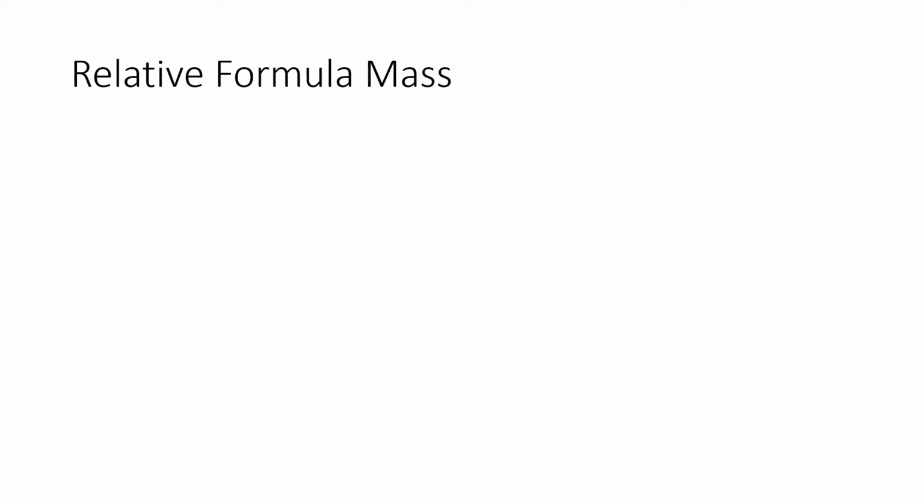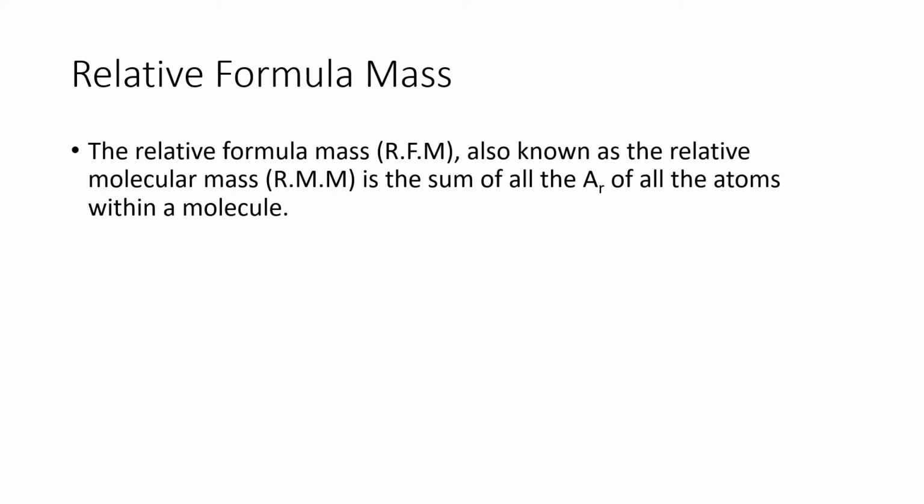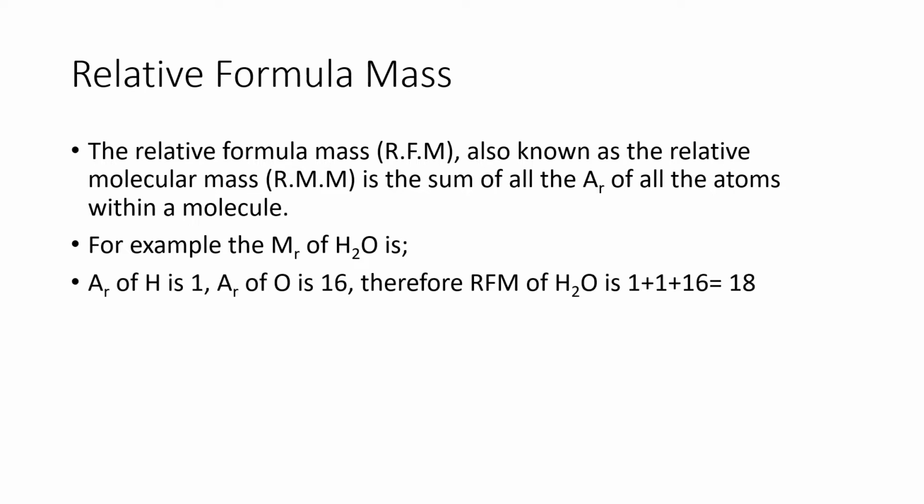Right, relative formula mass is also known as the relative molecular mass, and it is the sum of all the relative atomic masses of all the atoms within a molecule. For example, the relative formula mass of water is: the relative atomic mass of hydrogen is 1, the relative atomic mass of oxygen is 16, therefore the relative formula mass of water is going to be 1 plus 1, because there are 2 hydrogens in a water molecule, plus 16 to give a total of 18.